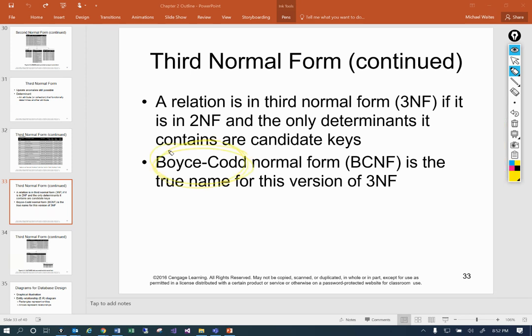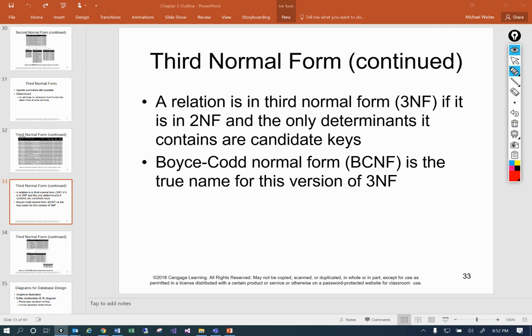This you need to know for your test. Beyond that, I've been in this business for a long time, and I can't remember the last time one of my colleagues referred to it as that. I would even go as far as to say most people don't even know that. They're going to get back to calling it 3NF.